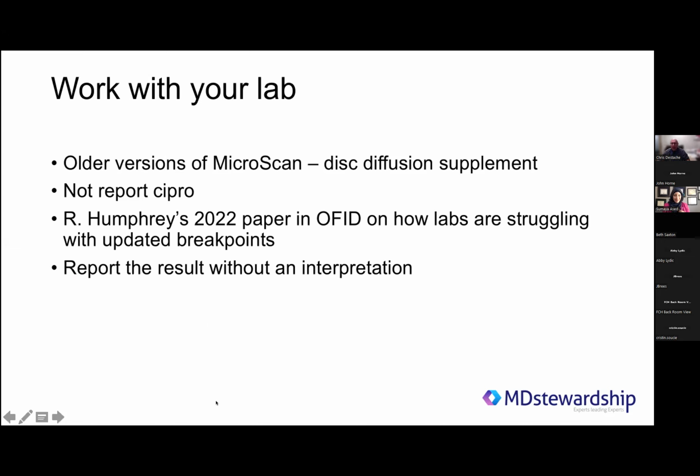Okay, sure. So I think it's important to work with your laboratory. There are older versions of the MicroScan that are still being used, and sometimes because of that automated AST equipment, you might have to do a disc diffusion supplement, where you drop a disc on a plate and then use that for supplemental information. And so if your lab is reporting ciprofloxacin, then you may want to suppress that depending on your organism.